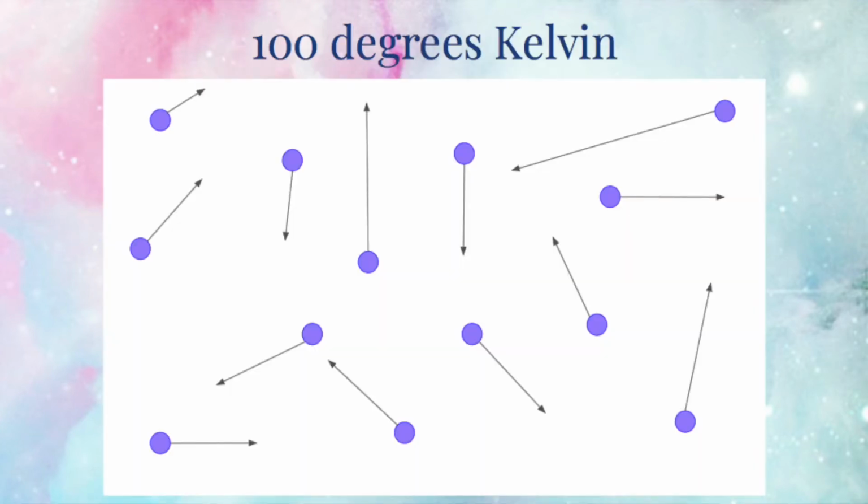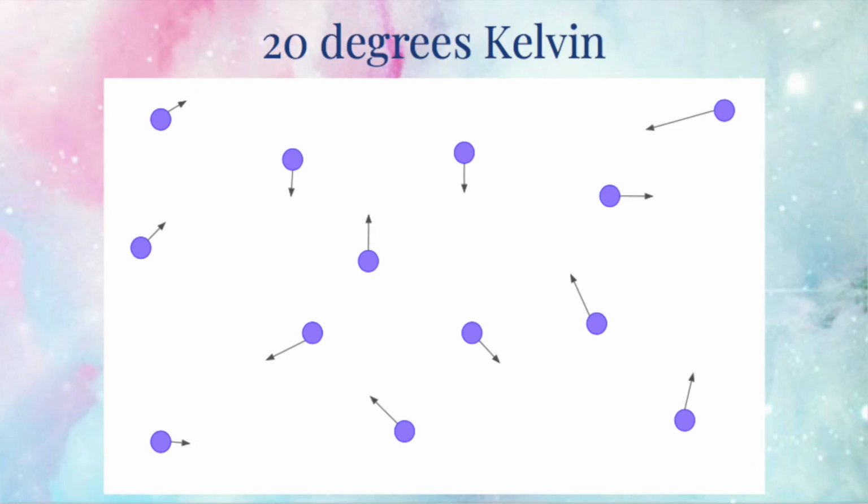Let's go back to our visual representation. According to the kinetic molecular theory, the lower the temperature in Kelvin, the lower the kinetic energy of a gas, and the higher the temperature, the higher the kinetic energy. So at 100 degrees Kelvin, the kinetic energy of our gas sample might look something like this. But at 20 degrees Kelvin, it might look something more like this.